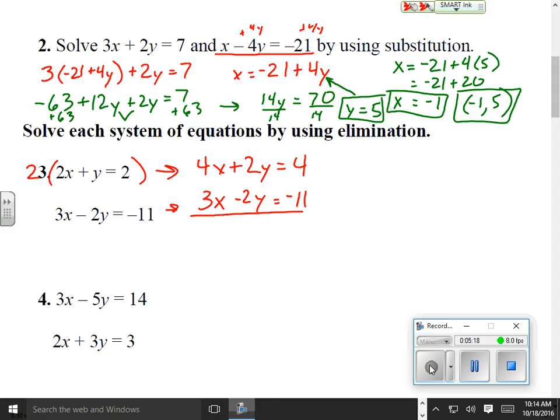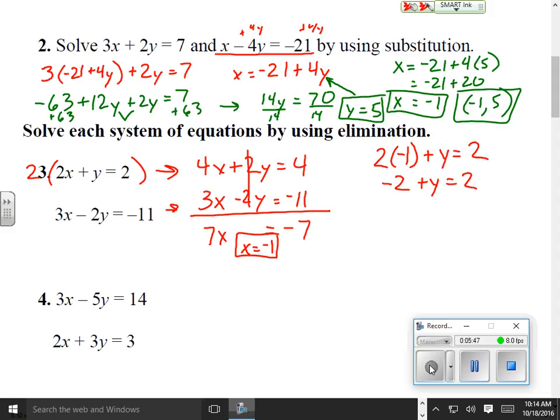And now when I add the two equations together, I get 7x, those cancel, equals negative 7. So that means x would be negative 1. So I take that and substitute it back into one of my two equations. I'm going to go with the top one. So 2 times negative 1 plus y equals 2. So negative 2 plus y is equal to 2. Add 2 to both sides. Y would be 4. So then the answer would be negative 1, 4.